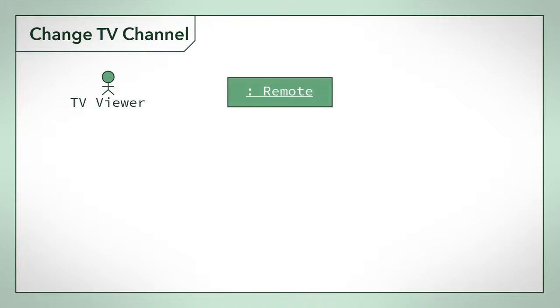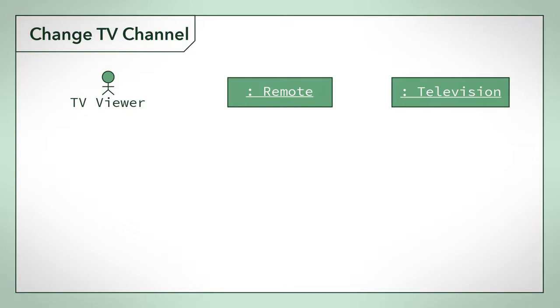To keep things clean, you should draw objects from left to right in the sequence that they interact with each other. In this example, the TV viewer starts the entire process. They use a remote, which will then interact with the TV. So in our diagram, I'm going to draw the TV viewer, then the remote, and then the TV.